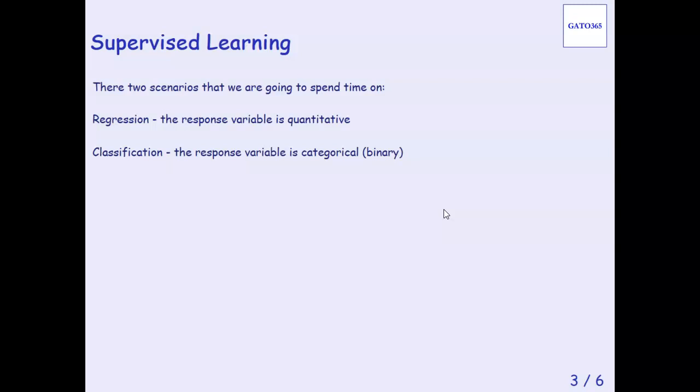Whereas classification: are you going to pay back your loan? Or, what is this? Is this image a cat or a dog? Something like that. Or is this a cat or not a cat? That would be used for classification.